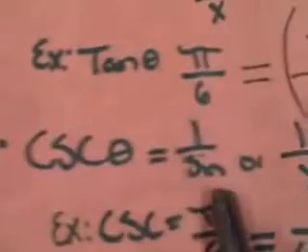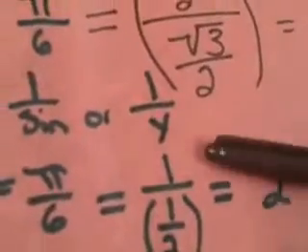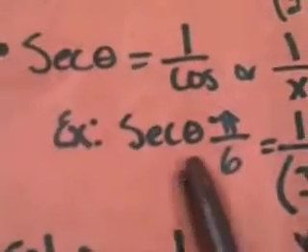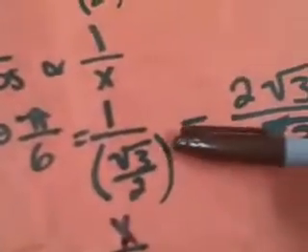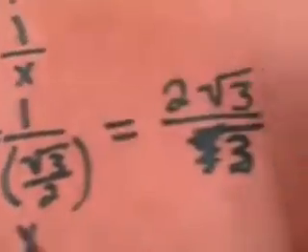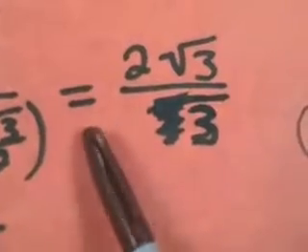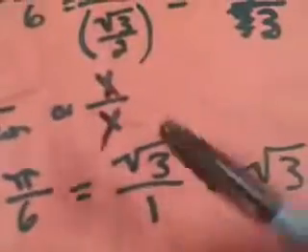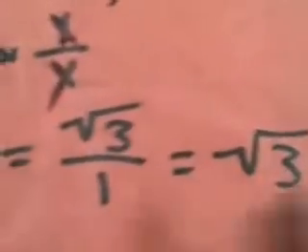To find your cosecant, it's going to be 1 over sine or 1 over y. So cosecant pi over 6 is going to equal 1 over 1/2, because 1/2 equals sine, which is going to equal 2. Secant is going to be 1 over cosine or 1 over x. So secant pi over 6 equals 1 over square root of 3 over 2, because the square root of 3 over 2 equals cosine. So your final answer equals 2 square root of 3 over 3. And last, you have cotangent, which is going to be 1 over tangent or x over y. So to find cotangent pi over 6, you have to do x over y and flip and multiply, which gives you square root of 3.